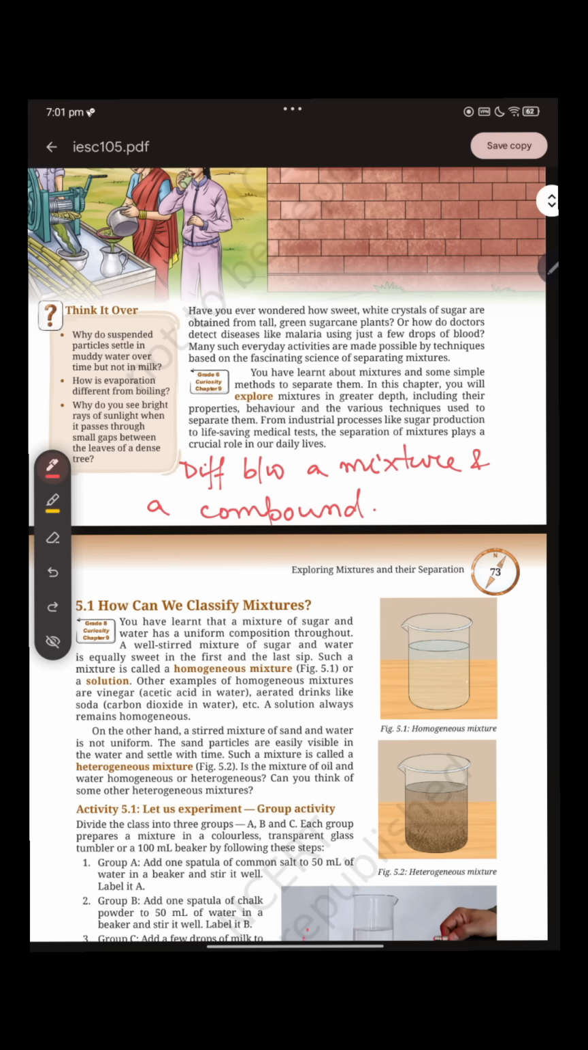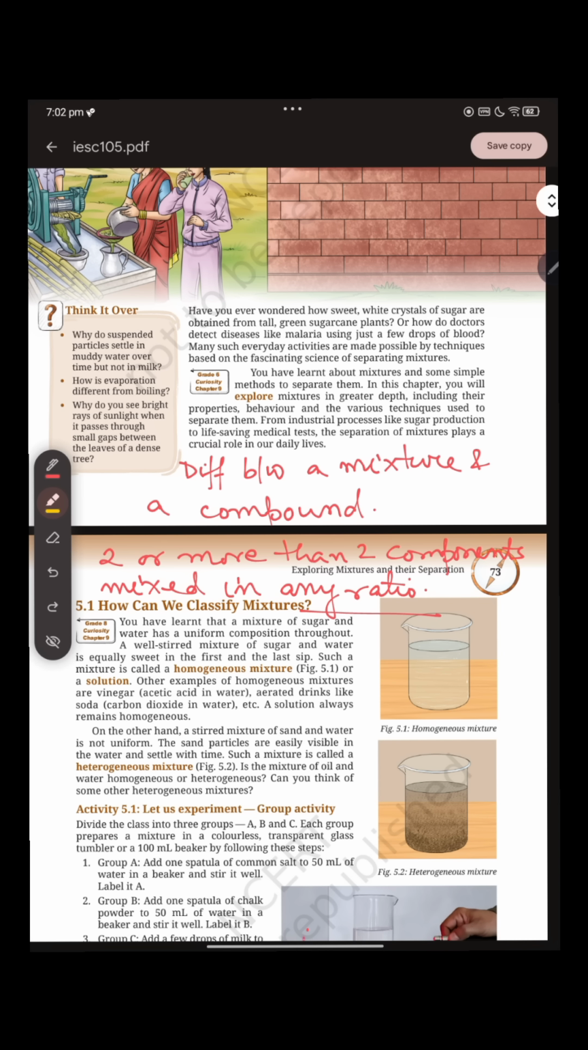Now let me tell you about mixture. It contains two or more than two components mixed in any ratio. So this is known as a mixture. Mixed in any ratio is known as a mixture.